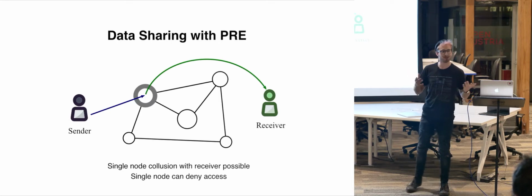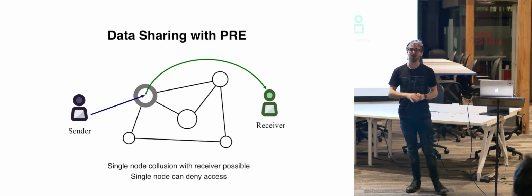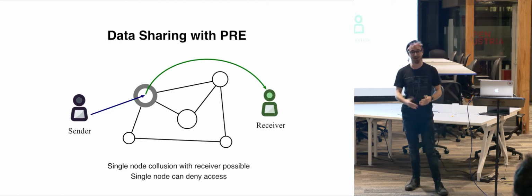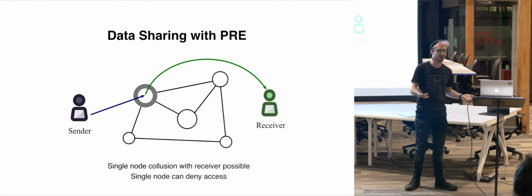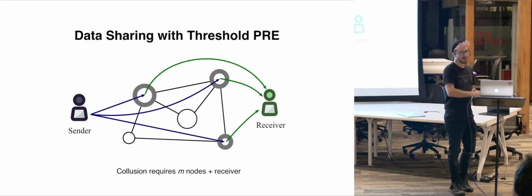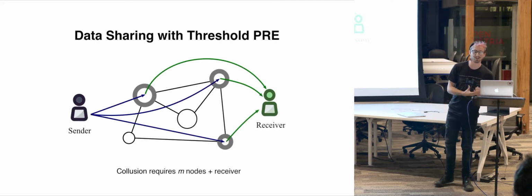You're a company that's running some nodes in China, and you've been told that you can't give access to Chinese citizens. Okay, well there's a problem for Chinese citizens there. How else are they supposed to gain access to this data if they have to go through that one person? This is where threshold proxy re-encryption comes in.